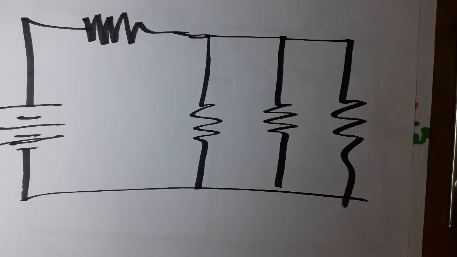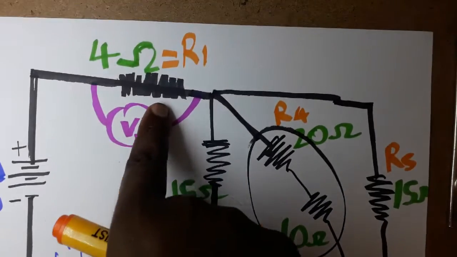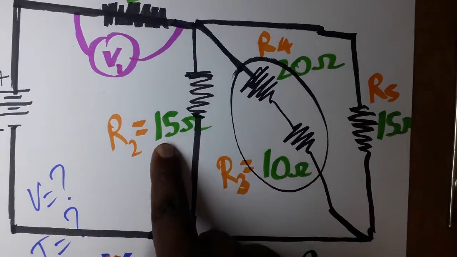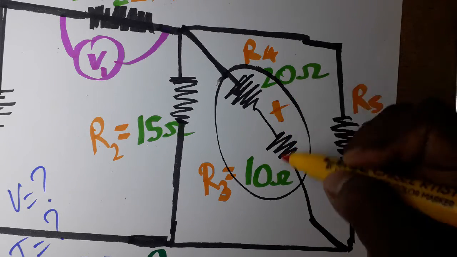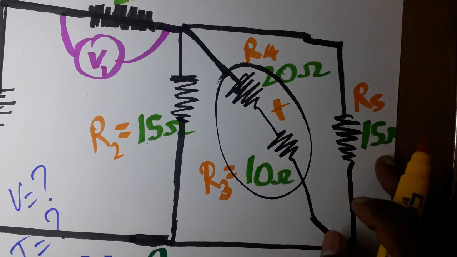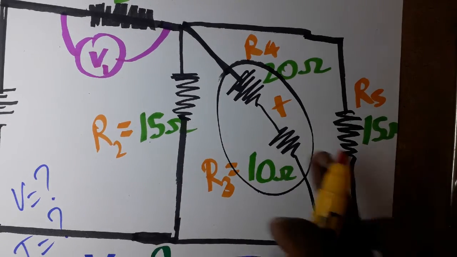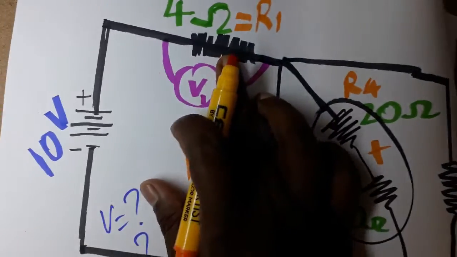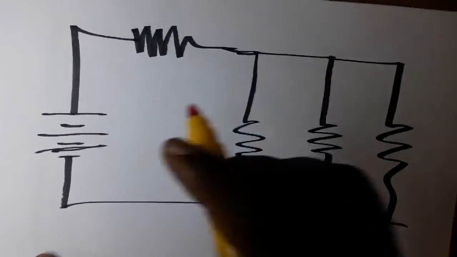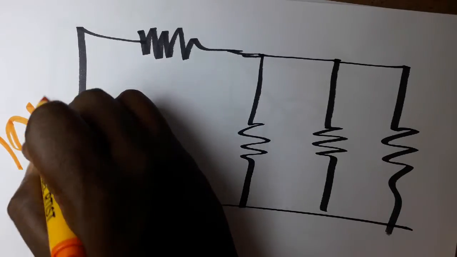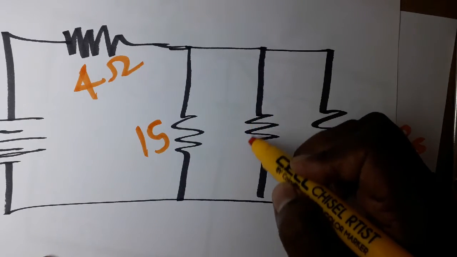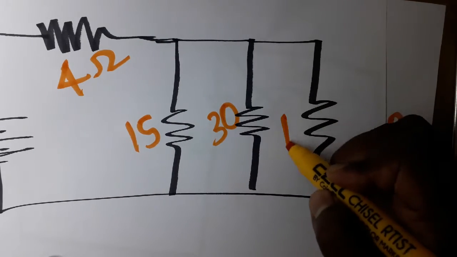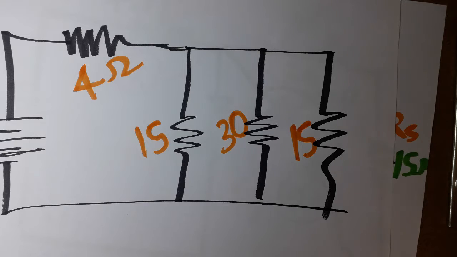Okay, so from the circuit we know this is 4 ohms, and this is 15 ohms, and these two I told you are in series, so 10 plus 20 gives us 30. And again here is 15, 30, 15, and here it is 4, and here it is 10 volt. So the voltage applied is 10 volt. The resistance here is 4 ohms, the resistance here is 15 ohms, here 10 plus 20 gives us 30 ohms, and this is 15 ohms. So now we found the resistances.